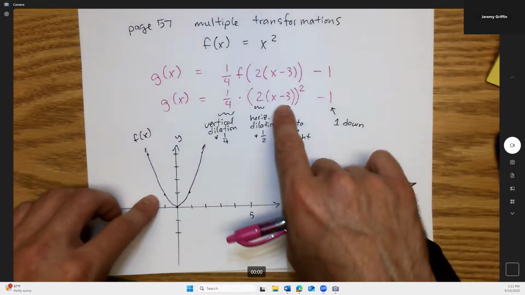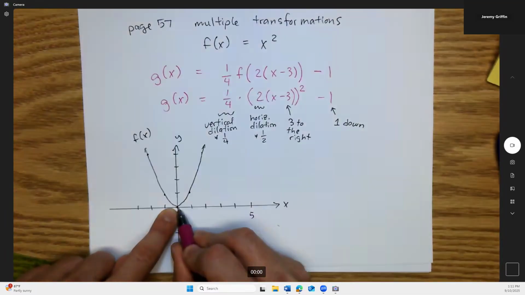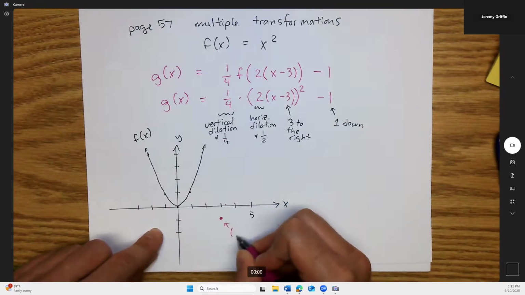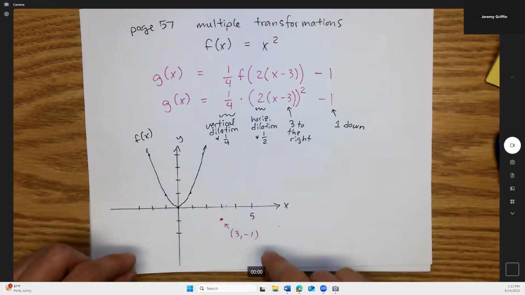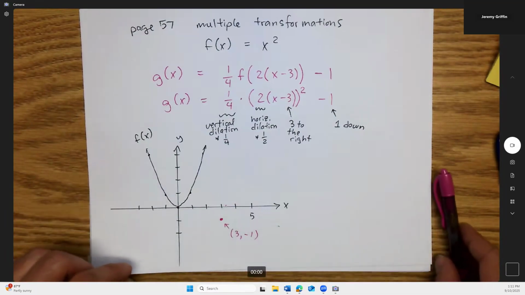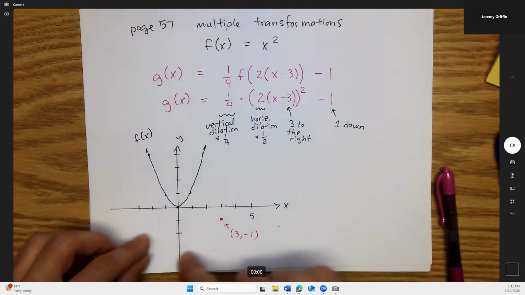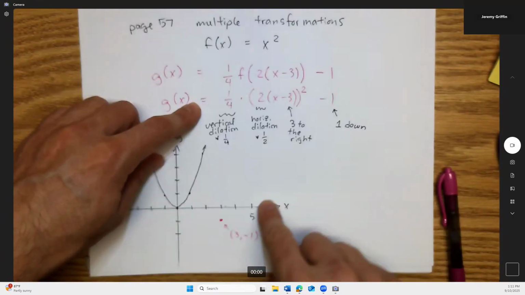So here, let's do the shifts first. 3 right, 1 down. I can start from this vertex, go 3 right, 1 down. The new vertex should be right here at 3 comma -1. And I got some parabola that works out from that. I wonder if I should have made this negative just for fun. Well, I forgot to do that, but you guys know if it was negative, it would just flip upside down. It's positive, so it'll stay right side up.